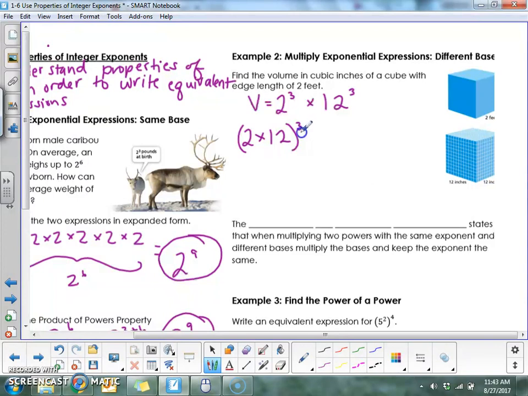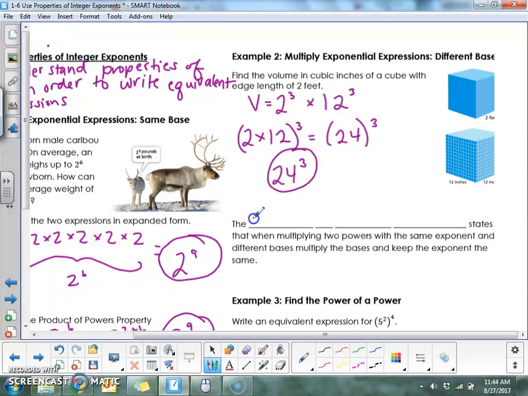Okay, so for this, when I do 2 times 12 on the inside, I end up with 24 to the 3rd power. So our answer for this one would be 24 cubed.